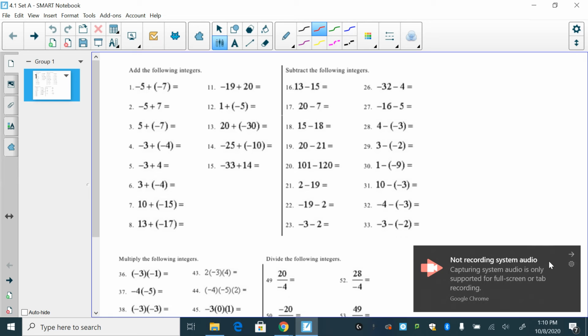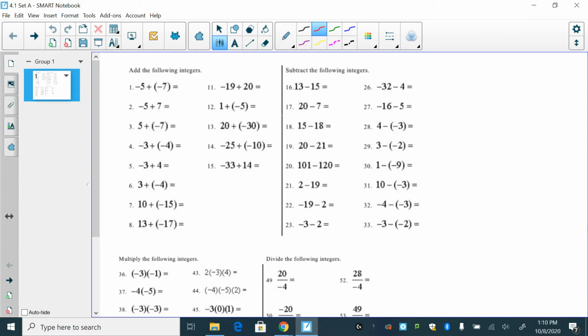Okay, so here you're going to be working with integers. So let's look at the first few. Add the following integers. So I'll look at number one. So you've got -5 plus -7. So you can just type this in your calculator. Make sure you use the negative symbol, not the subtraction symbol. Otherwise, you'll get error on your calculator.